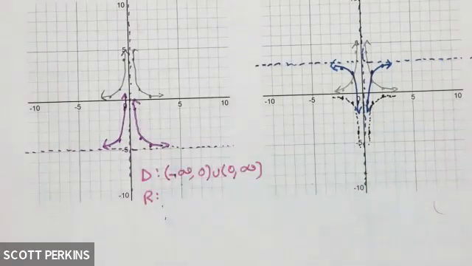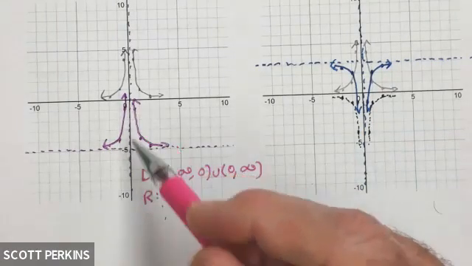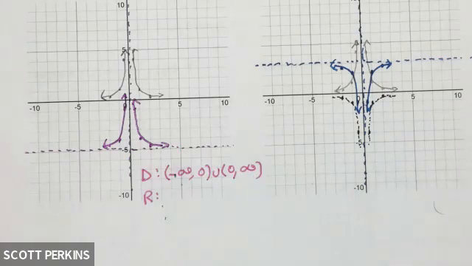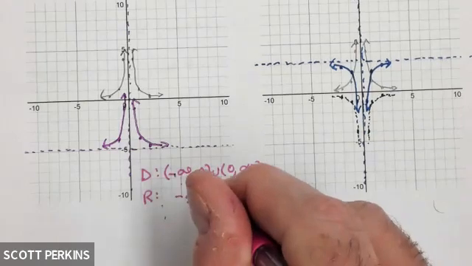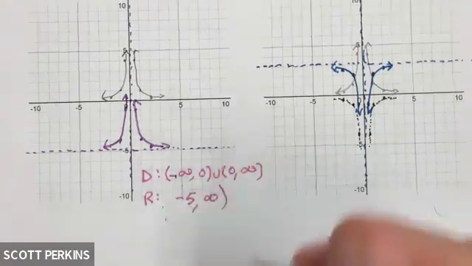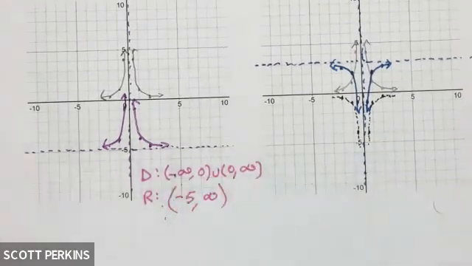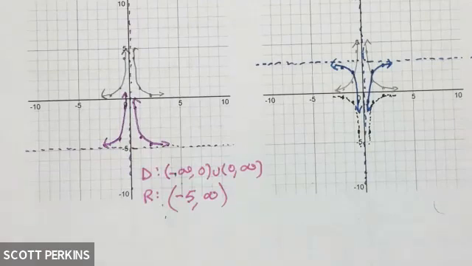Perfect. And then what is the lower limit of y values on this one? Okay, -5, and then the upper limit goes forever. And then don't forget, you should have a parenthesis at the -5. It should not be equal on that side.